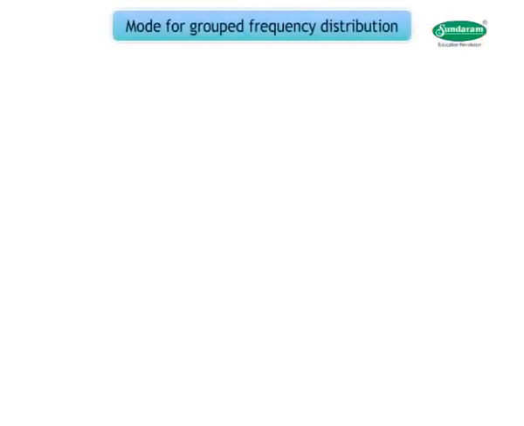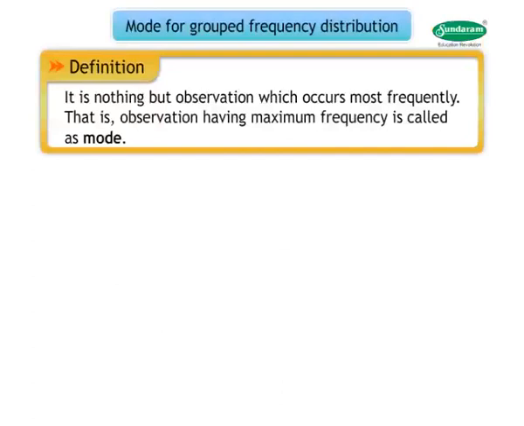Mode for grouped frequency distribution. Mode is nothing but the observation which occurs most frequently. That is, the observation having maximum frequency is called the mode. Now, let us see how to calculate mode in case of grouped frequency distribution. We have to follow the following steps.